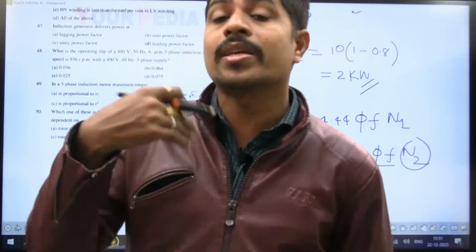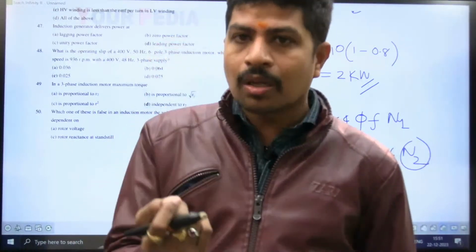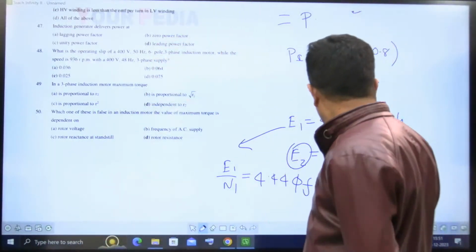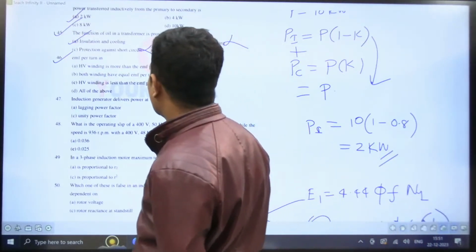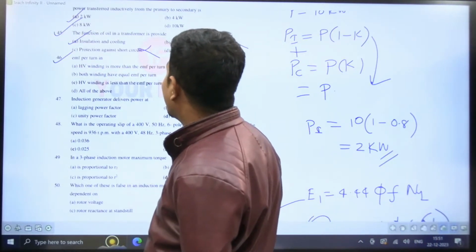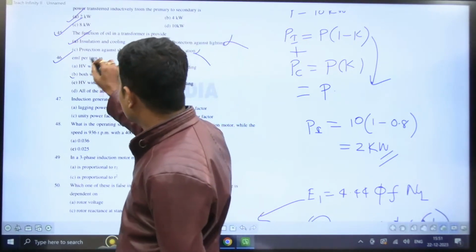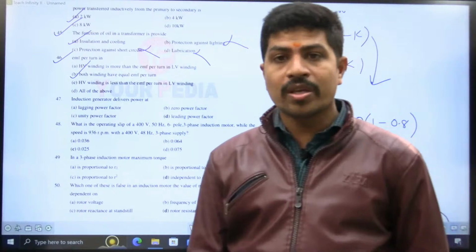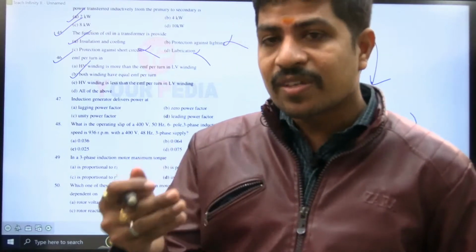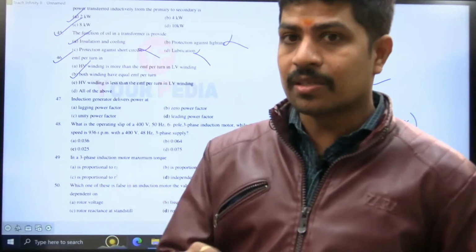I am not saying the total EMF. EMF induced per turn on primary and secondary both are equal. Therefore, which option is perfectly suitable for the given question? Both windings have equal EMF per turn. Option is B. Some people, out of hurry, think that the HV side has more EMF. Yes, HV side total EMF is high, not EMF per turn, right?